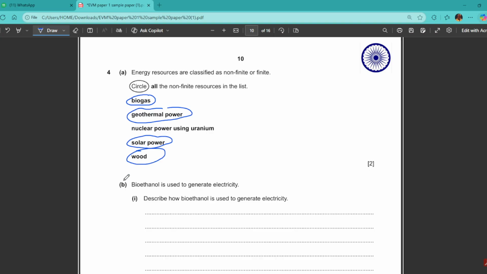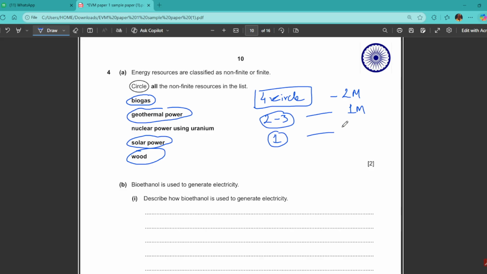Okay, so basically all 4 of them except nuclear power using the uranium. I'll give you the marking scheme. When you circle all 4 here, basically don't put tick marks, draw 4 circles, that means you get 2m, that is 2 marks. If 2 or 3 circles are there, you get only 1m. But if only one circle is correct, or none of them, or if wrong, you get no marks here. Fine.